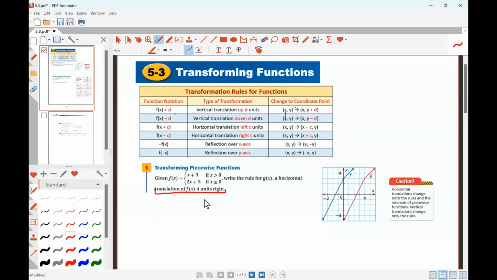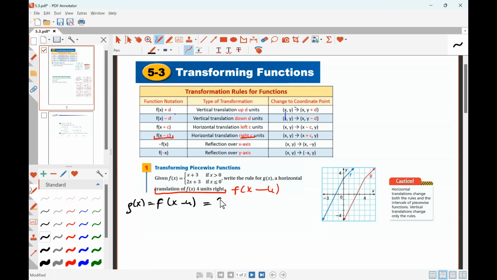If you want to go 4 units to the right, let's check the rule. You are going right. C units to the right means in the rule, it's going to be f of x minus c. So what you're going to do is write this as f of x minus 4. This is the given function f of x. You are going to write f of x minus 4. So your g of x, the new function, is f of x minus 4.